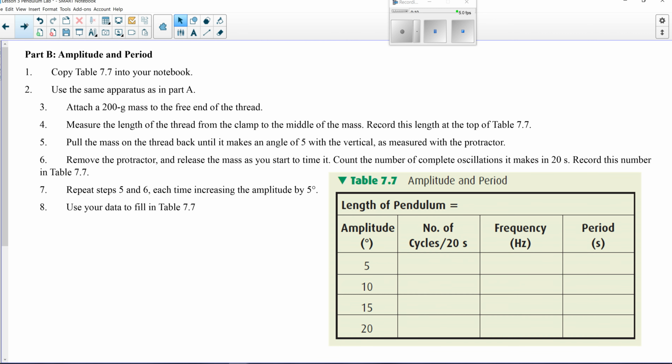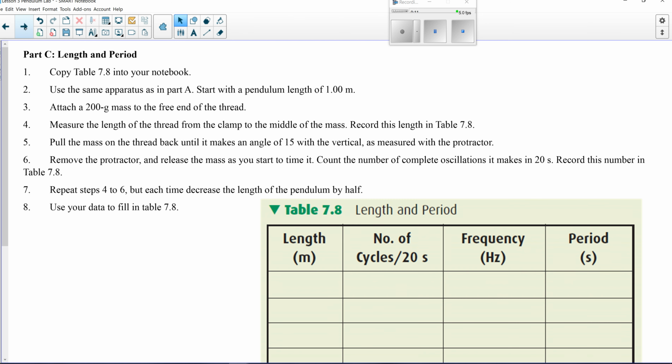Okay. All right, so part 2, amplitude and period. Now you use the same mass every time, it's 200 grams, and you're going to use these different angles, 5 degrees, 10 degrees, 15 degrees, and 20 degrees, okay, see if they affect the number of cycles / period, okay, fill in the chart. And then for part C, it's length.